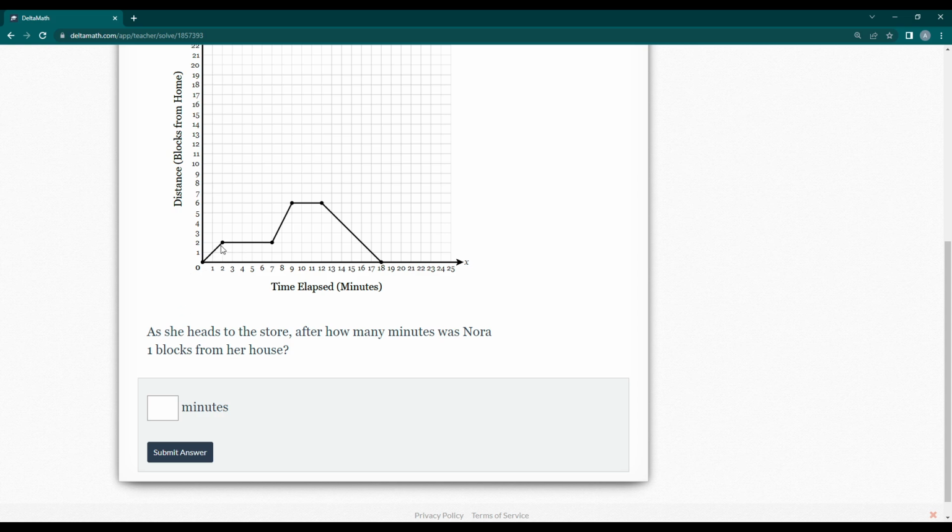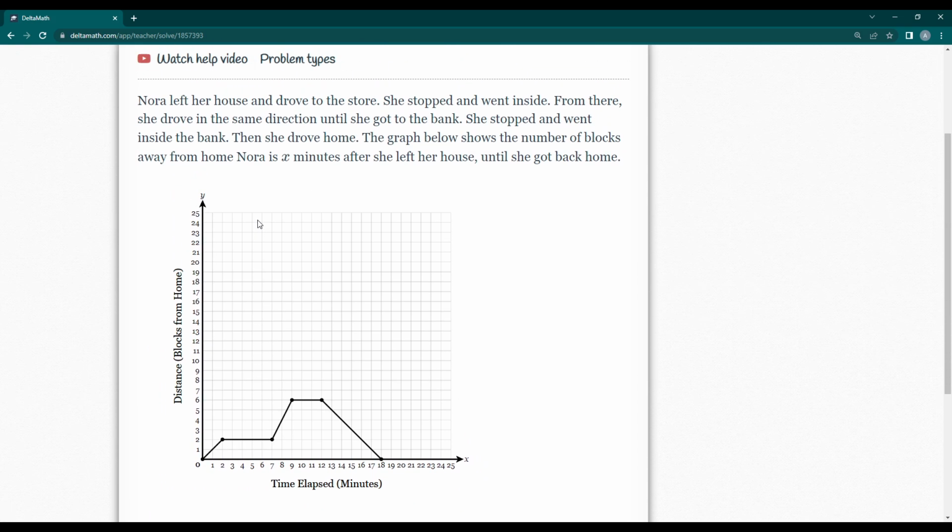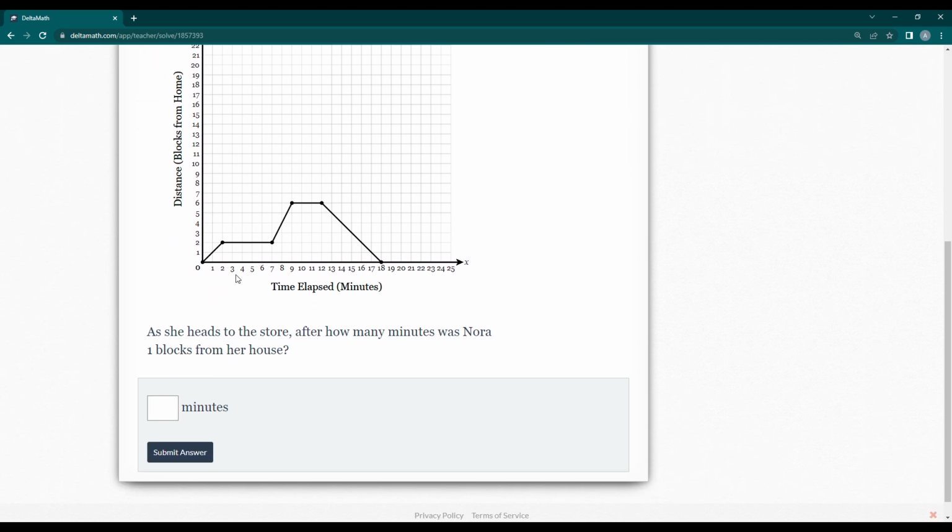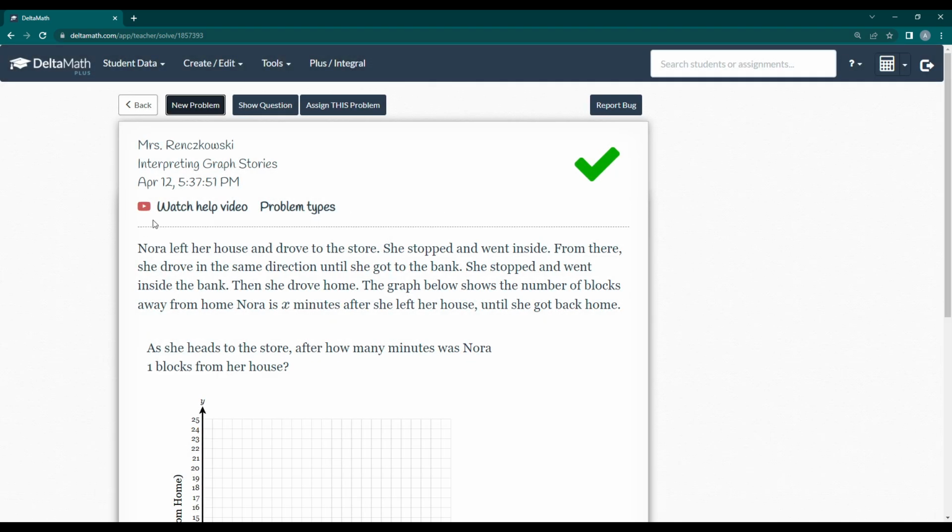So, the first one is the store, right? So we go up here, let's make sure. She drove to the store. So the first thing is, this is the store. After 1 block, how many minutes after 1 block? Well, 1 block would be right here, which would be over at 1 minute. And we got it right. Cool.